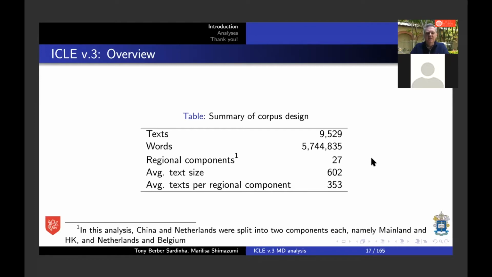Okay, so the corpus is divided up in 25 national subcorpora, but I split up the Chinese subcorpora into two, so there's mainland China and Hong Kong. Also the Dutch one, I split it up between Netherlands and Belgium. That's why we have 27 instead of the 25. Average text size 602, so these are kind of longish compositions.